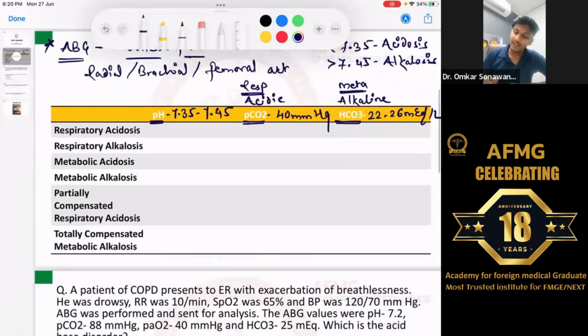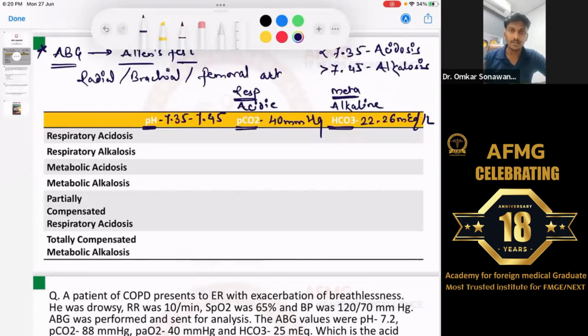Okay? Then if I move further to the acid-base disorders, usually they only ask you about the four most important ones, that is acidosis, alkalosis, respiratory or metabolic. But partially compensated and totally compensated, they might ask in some cases. Usually they don't, but in some cases they can even ask those. So let's discuss the four most important ones first.